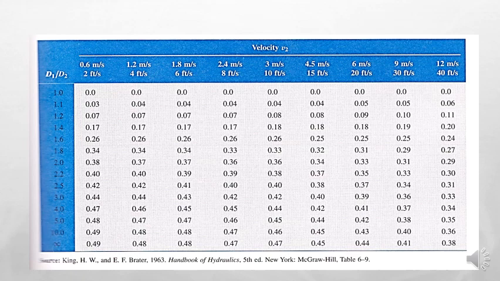So this is another table that you can use to get the K value. Same as before, first of all, you need to get the ratio of the bigger to the smaller size pipe involved in the flow. So in this case, D1 divided by D2, and then you have to get the velocity. So let's try. For example, D1 divided by D2 equals 1.2, and your V2 is 3 meters per second.